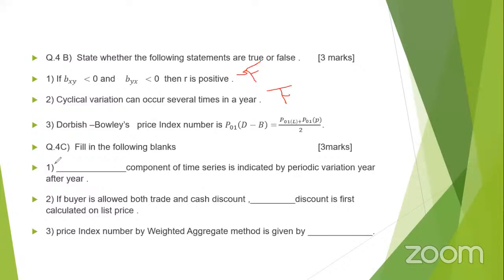That is question number 4C. The dash component of time series is indicated by periodic variation year after year. So the answer is seasonal. Second, if the buyer is allowed both trade and cash discount, first we calculate trade discount. So trade discount is first calculated on list price. And third, price index number by weighted aggregate method is given by the formula: summation of price of current year into weight divided by summation of price of base year into weight, multiplied by 100. So those are the correct answers of this objective, and all these objectives are very important if you want to score full marks. Okay.